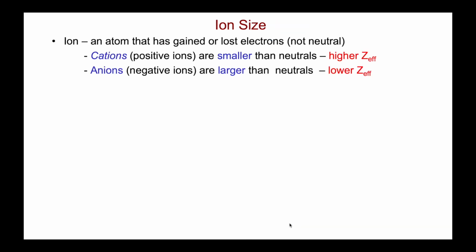The trends in ion size are similar to those of the atoms. When electrons are lost, they form cations, and in that case, the cation will be smaller than the corresponding neutral atom. Because it has become a positive ion, it will also have a higher Z effective than the corresponding neutral atom, as it has lost some of the electrons that shield the nuclear charge. Conversely, if an atom forms an anion, through acquiring extra electrons, those anions are larger than the neutral atom. They have a lower Z effective, and those extra electrons cause electron-electron repulsions. They provide extra shielding of the nuclear charge.